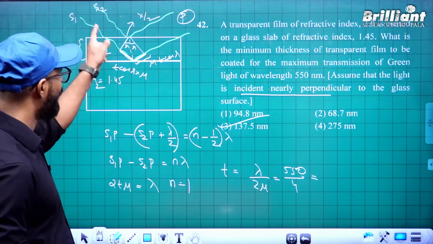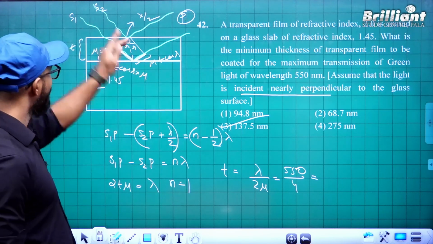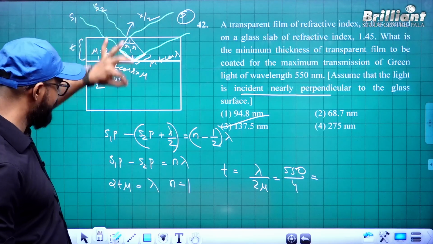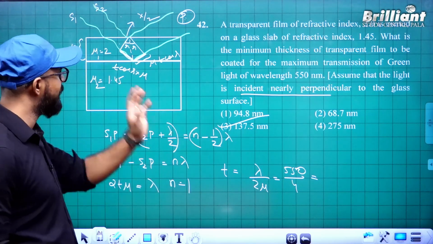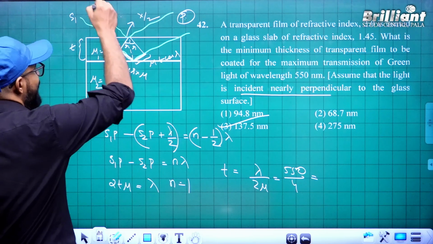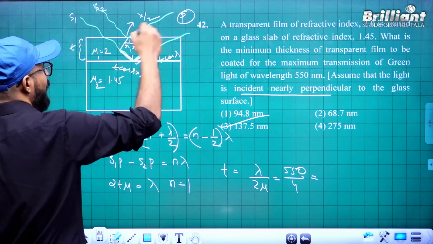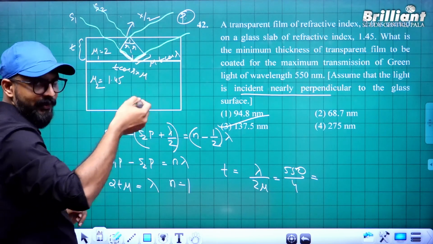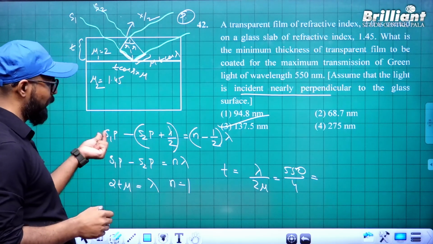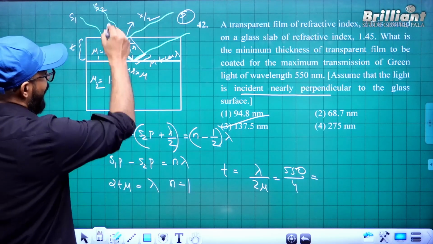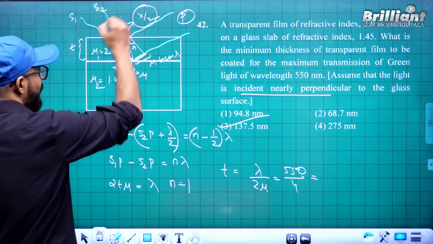So please be very careful. We have to know this. I have explained each and every case over here, how it happens, what do you mean by path difference. S2p, S1p. You can see S1 has traveled longer than the other. So S2p, S1p minus S2p. But again, we had to account for the path difference also.